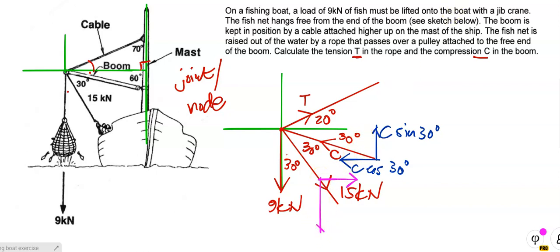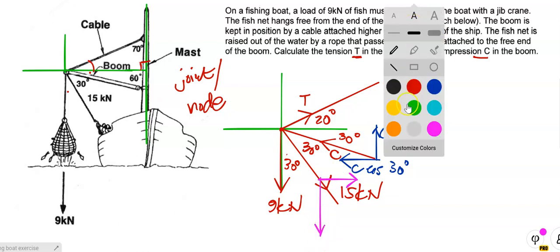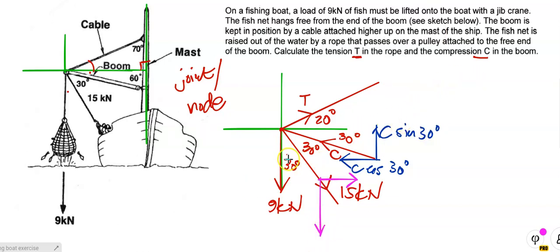Oh, that's nasty, isn't it? Make it nicer. Here we go, it's better. Right, that's 30. That angle there is not 30, that angle is 60. I'm going to use that one. So that'll be 15 cos 30, and that's going to be 15 sine 30 degrees.